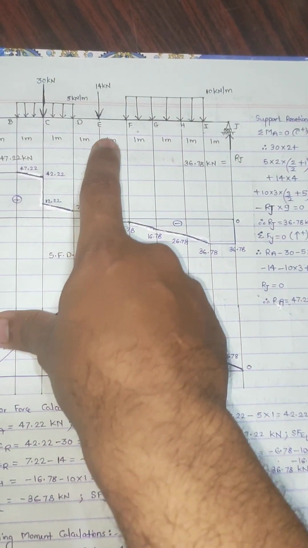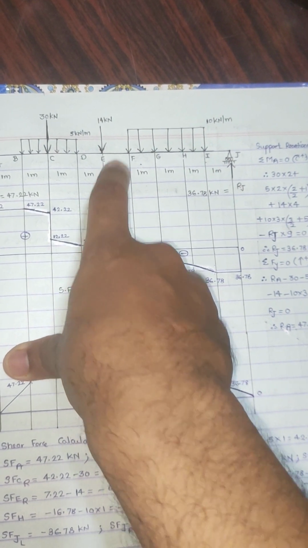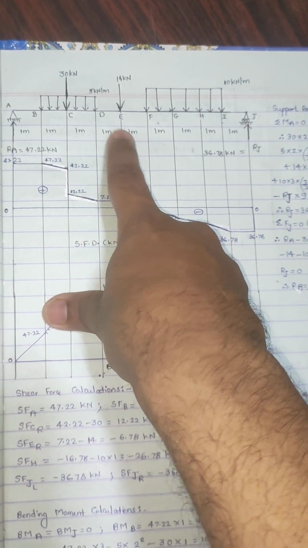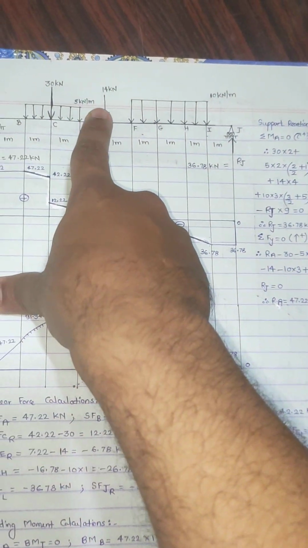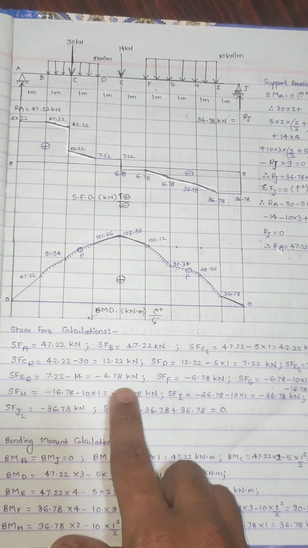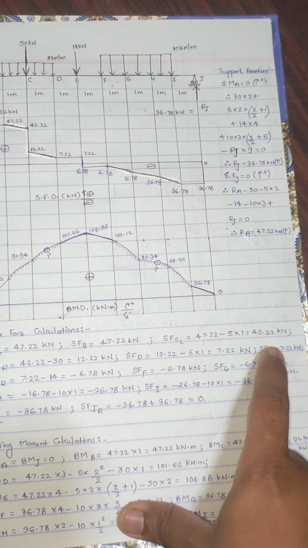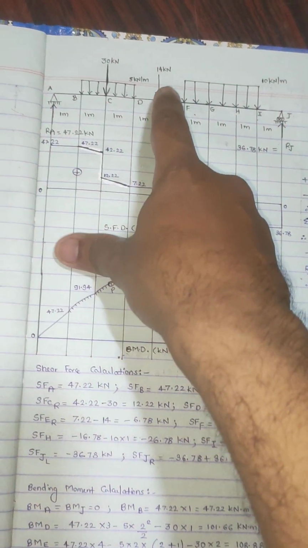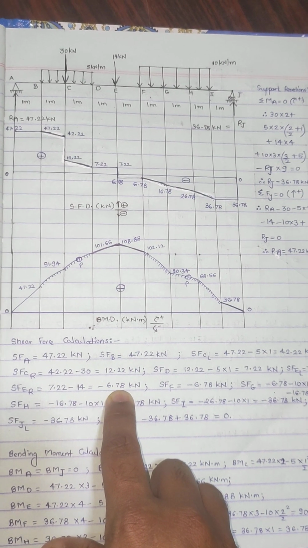Now again here at point E there is a point load acting, so at point E 14 kilonewton. So before point E, whatever the load is there up to point D, we have to copy for shear force at E left. So shear force at E left will copy this value, and when I am writing shear force at E right, I have to subtract 14, and I am getting 6.78.